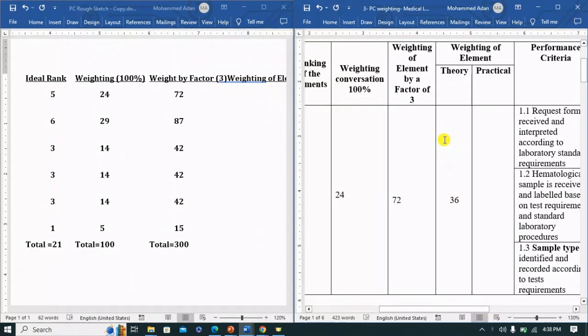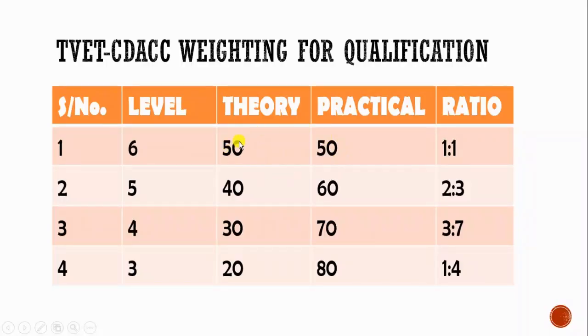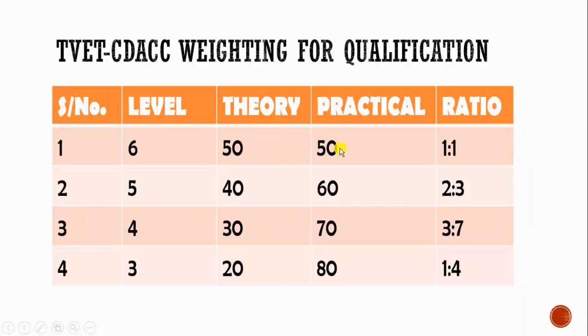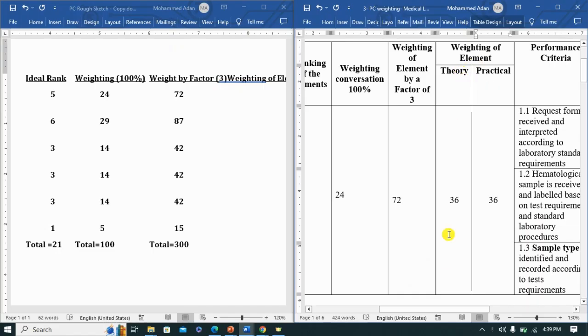So this is level 6. But we did talk about TVET-CDACC giving us the distribution of theory and practical. So level 6 is 50 by 50, and that is you divide 72 by 2, you get 36 for theory and 36 for practical. If it was, say, level 3, you can use the ratio now to get the ideal marks or weights for theory and practical. So you realize you have theory 36 and practical 36.